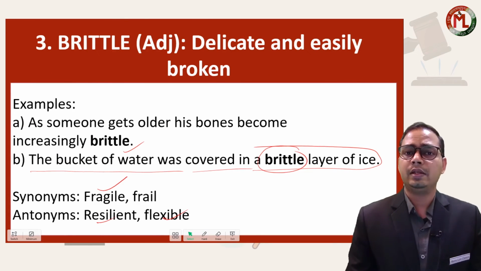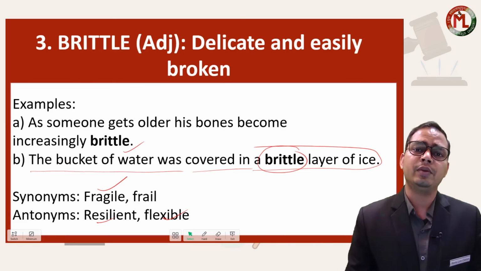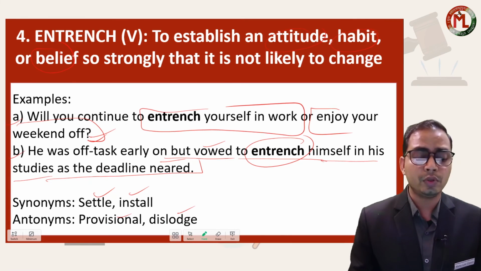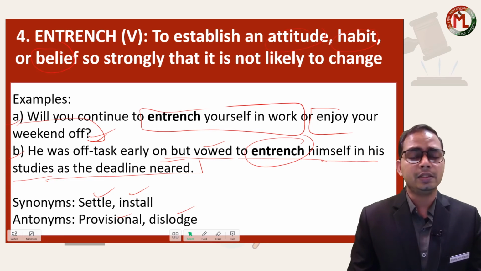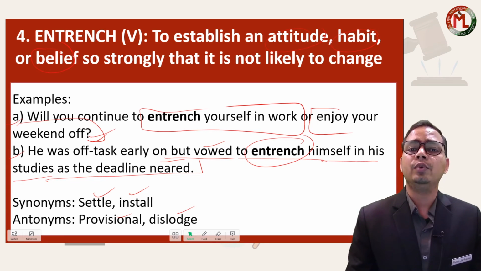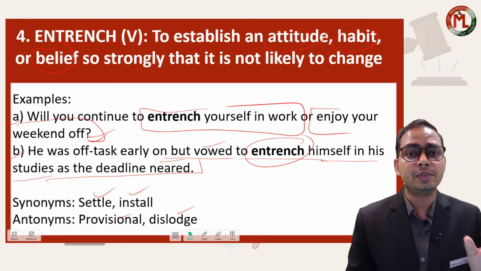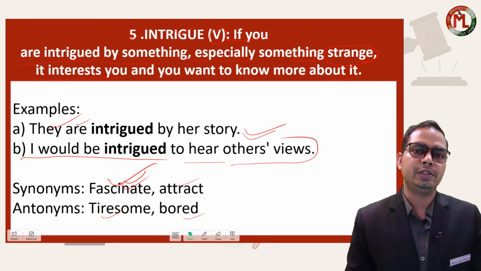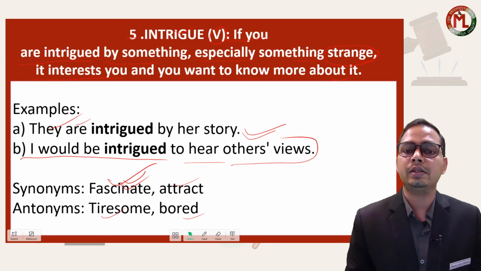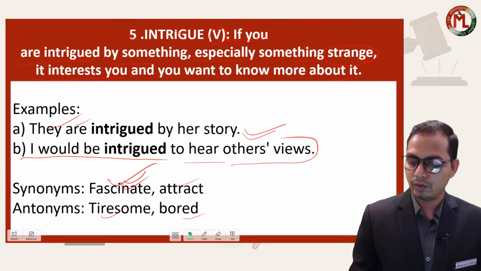The third word in the list is brittle. Brittle means something which is delicate. The fourth word is entrench. Entrench means किसी चीज को इतने अच्छे से स्थापित कर देना कि वो हिलाए ना जा सके. Means to establish something firmly. And the last word in the list is intrigue. Intrigue means something very very interesting जिसमें आपको दिलचस्पी हो जाए.